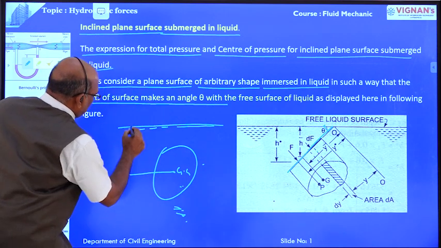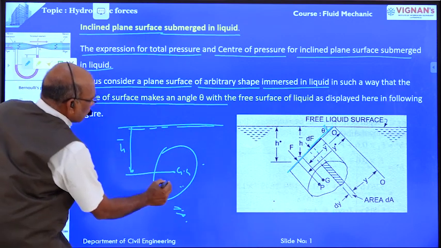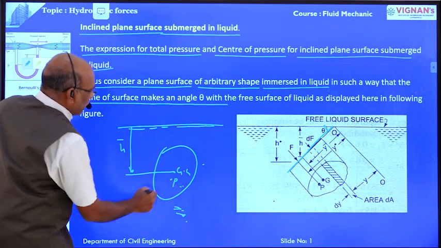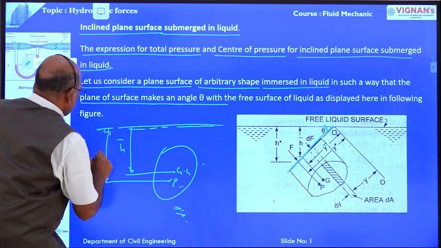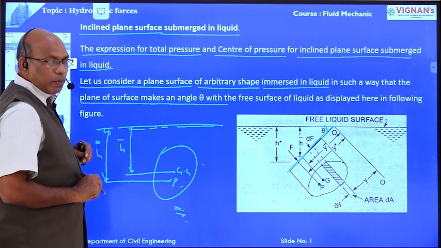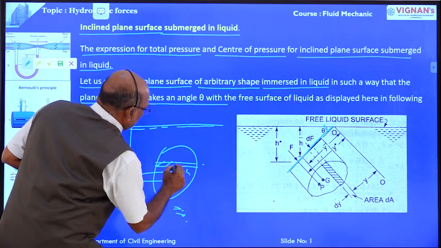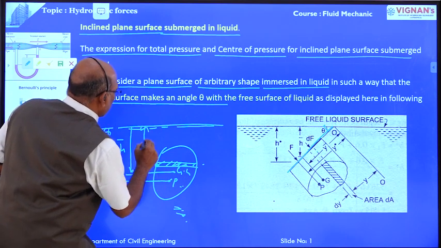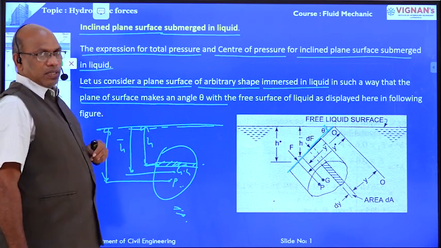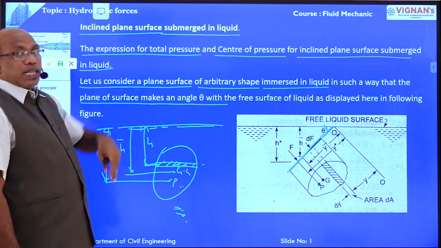This is denoted by H bar. Now this is the point of application of total pressure, denoted by H star, that is the center of pressure. We have taken one small strip like this. The distance from the small strip to the free surface is taken as H, if the plane surface is immersed vertically in the static fluid.